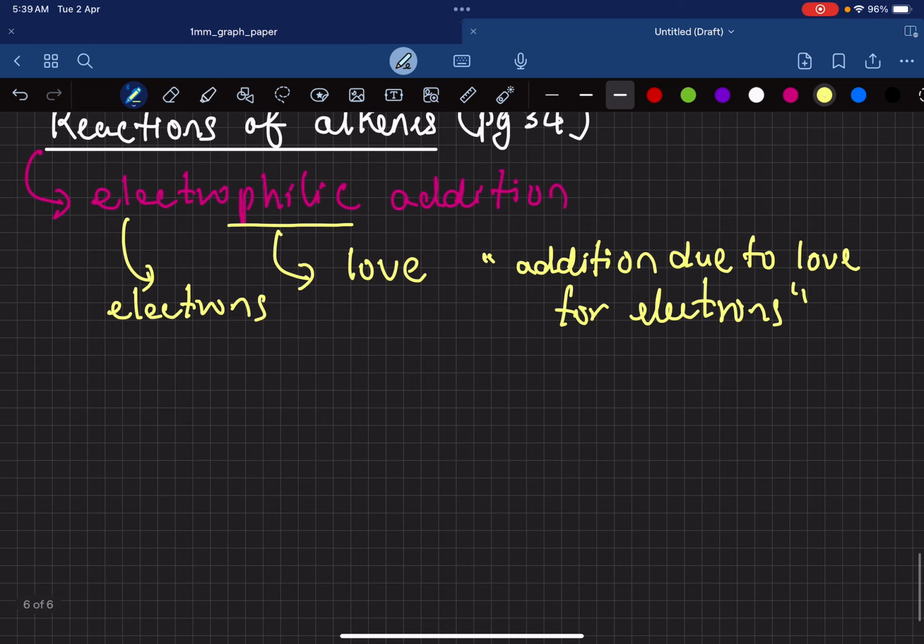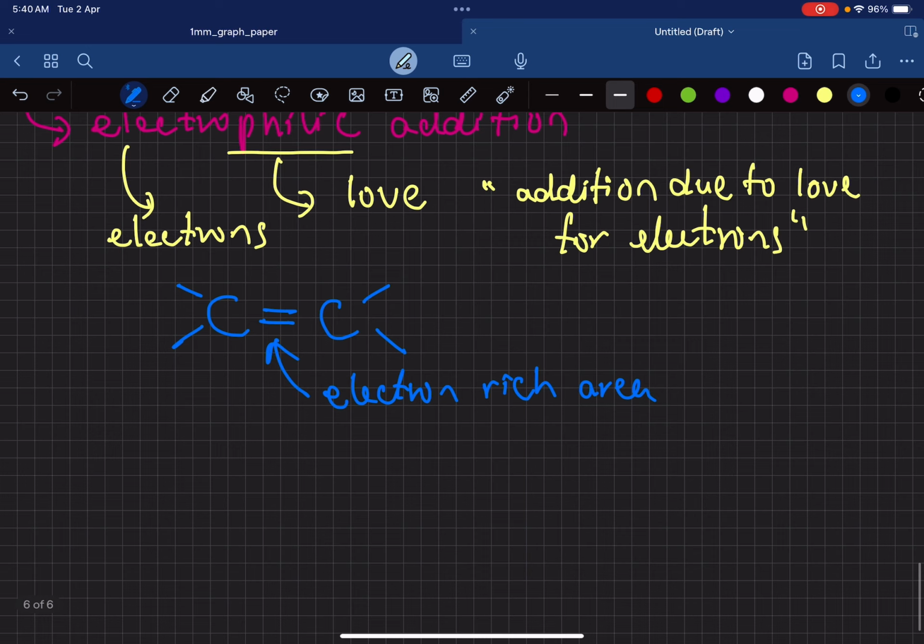Okay, so if you look at an alkene, alkenes have double bonds, right? So this area where the double bond is is considered to be an electron rich area. So anybody who is attracted to electrons will love to come to this area. That's why we call it an electrophilic addition.